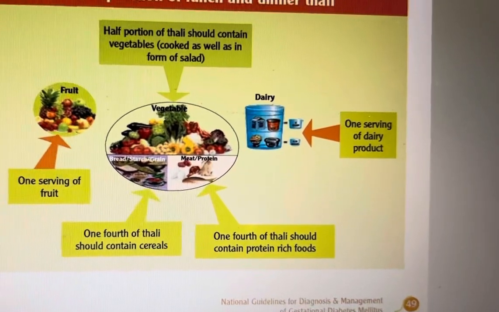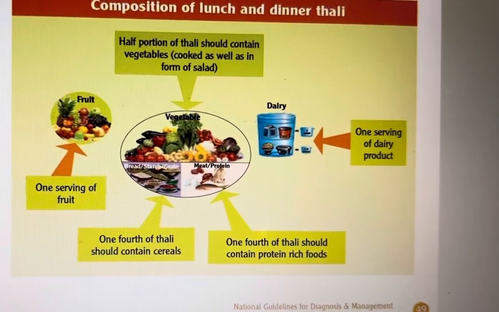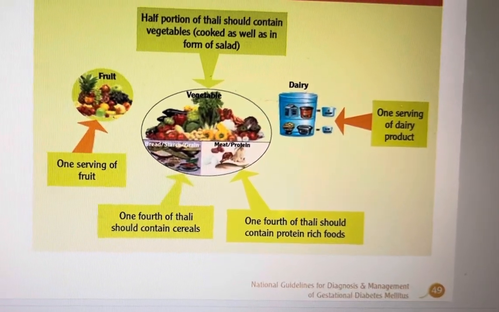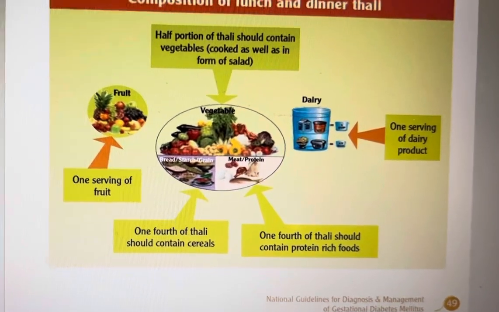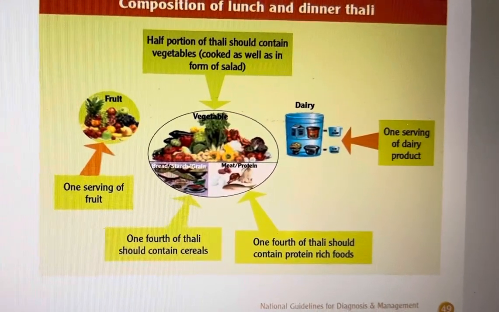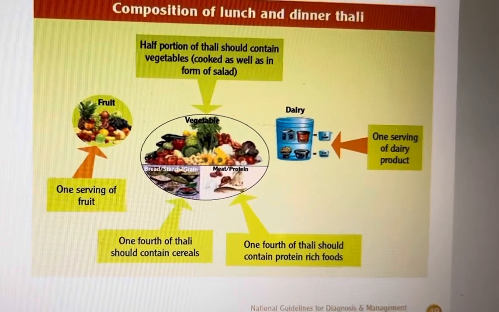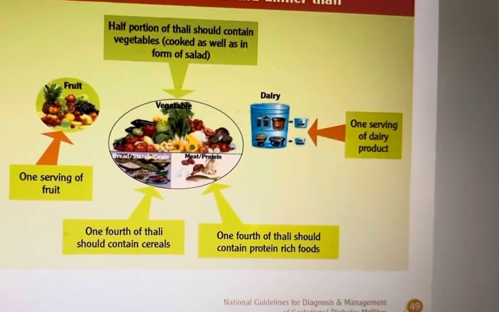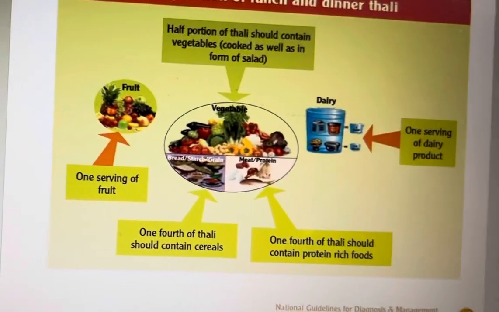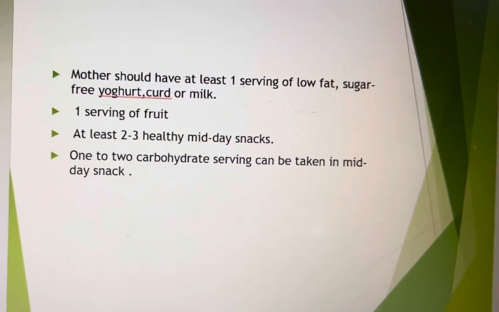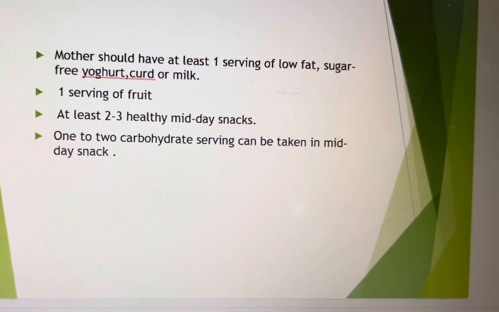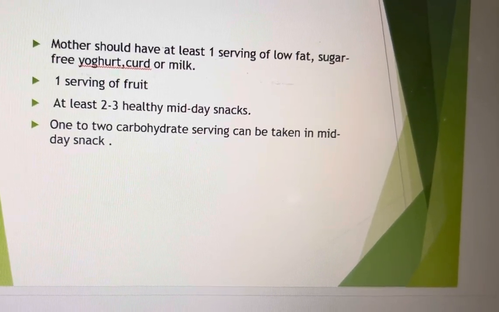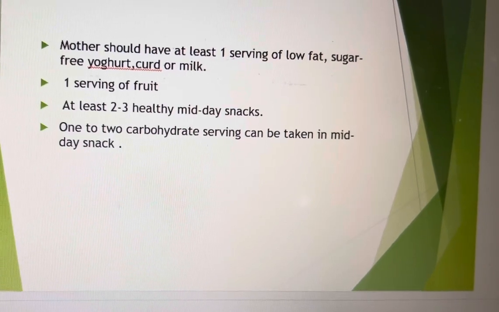Actually, the diet chart should always be made according to the patient's socioeconomic status, cultural status, and economic status. It should be based on the financial condition of the patient, what the patient can afford. So 1/4 of the thali should contain cereals, which can be wheat, rice, maize, bajra, jowar, and 1 serving of fruit and 1 serving of dairy product. Mother should at least have 1 serving of low fat sugar free yogurt, curd, or milk, 1 serving of fruit, at least 2 to 3 healthy midday snacks, and 1 to 2 carbohydrate servings can be taken in midday snacks.